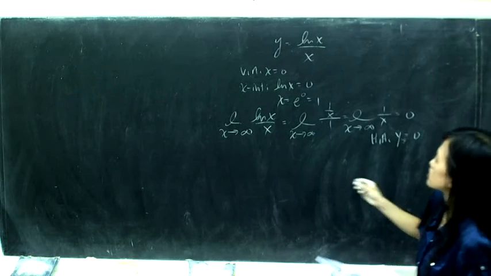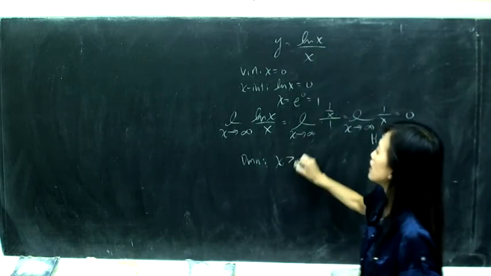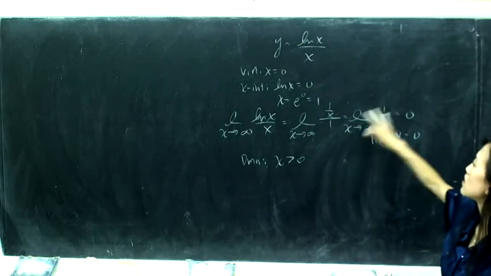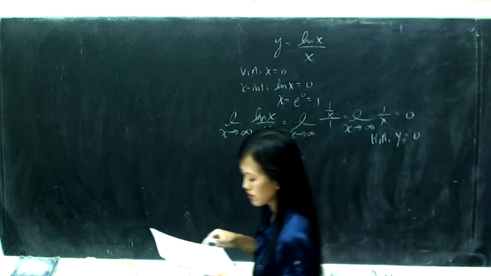Any domain restrictions? Right, you got to look at the ln. So x is greater than 0. X greater than 0, horizontal asymptote, we have all those things. Okay, good. Then go ahead and try to take the derivative and see what we can find.